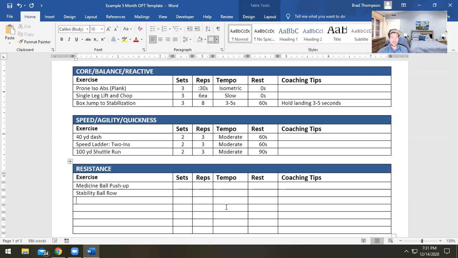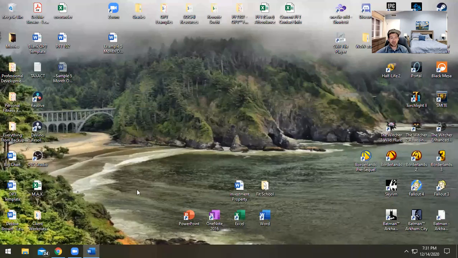Let's go with a single leg dumbbell shoulder press. That would be a good stabilization level shoulder exercise. Single leg biceps curl, single leg triceps extension, right? That'd be on like a cable machine. And then let's go with a Bosu ball squat, right?